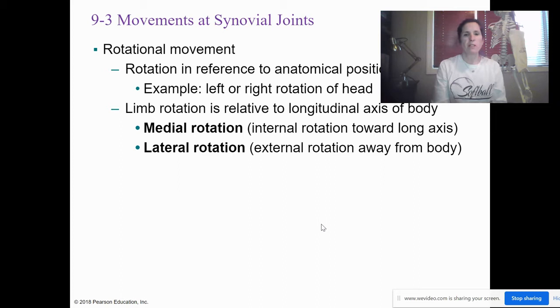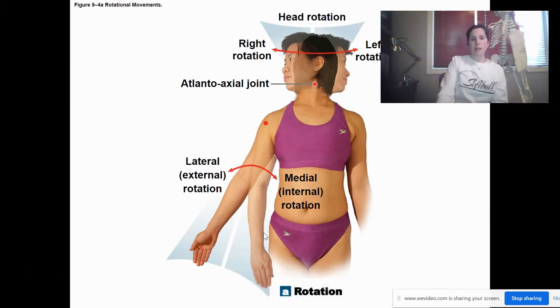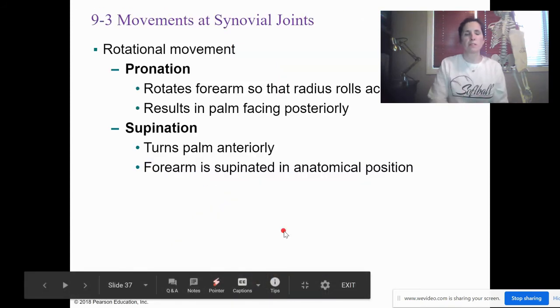Rotational movement, there can be just left or right rotation of the head. Medial rotation: we can talk about medially rotating the shoulder or laterally rotating our shoulder. Internal rotation is the same as medial rotation. External rotation is lateral rotation. Like I showed you like this, and then I showed you the lateral and the medial rotation.